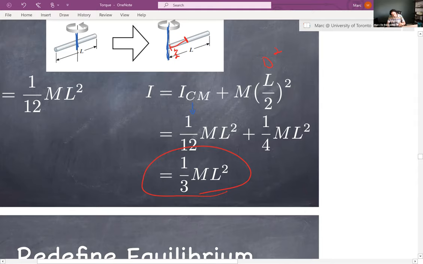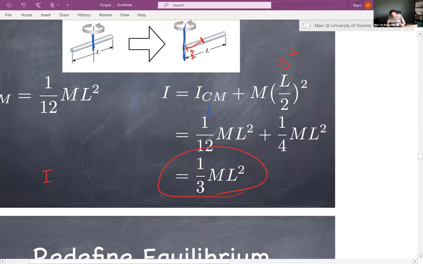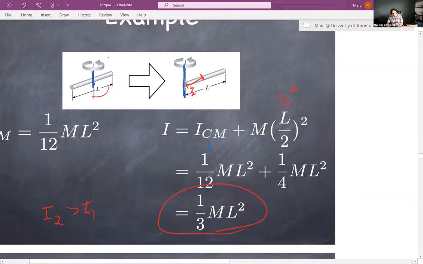Now, here we see that the moment of inertia in scenario 2 is larger than in scenario 1. This is equivalent to saying something has more mass. If something has more mass, it's harder to move linearly. If something has a larger moment of inertia, it's harder for it to rotate. And this should be intuitive. This is easier to rotate than this. And if you don't believe me, try it yourself with something laying around your house.